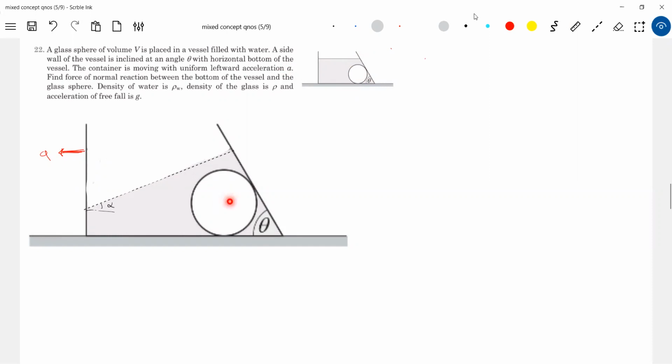So in what direction will the resultant force by the liquid on the sphere be? Should be in this direction. The resultant force, some angle it will make. Let's not bother about that one, we can calculate that angle very easily. So this alpha is there, from that we'll come to know. If the container were at rest, the net force exerted by the liquid on the solid will be vertically up. Because of the acceleration, the resultant force by the liquid on the solid will be in this direction.